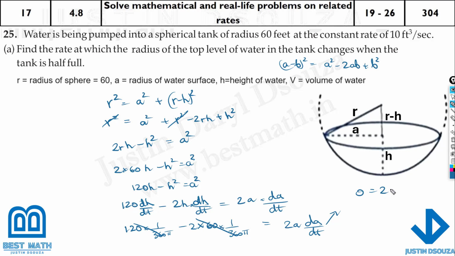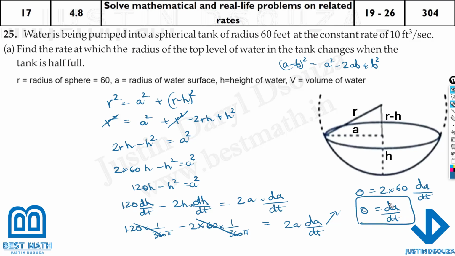A is also 60 basically. Why? Because when the tank is half full, the radius of the water will be equal to the radius. It's 60 dA by dt. Or even if you don't substitute, if you just take it to the other side, anything divided by 0 will be 0 itself. This goes to the other side, it will be 0 divided by 120. It's 0 is equal to dA by dt.